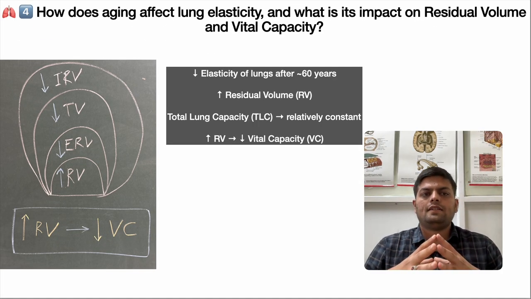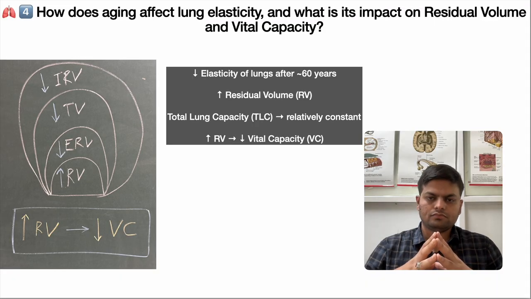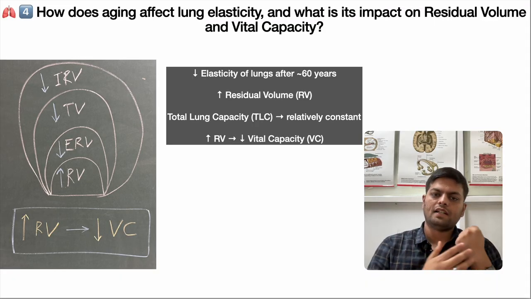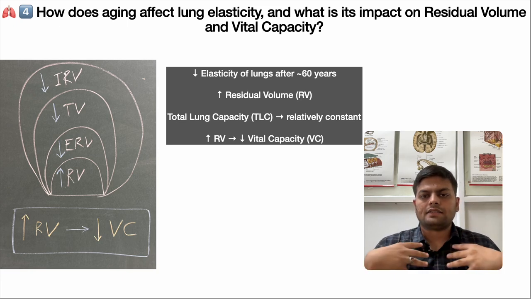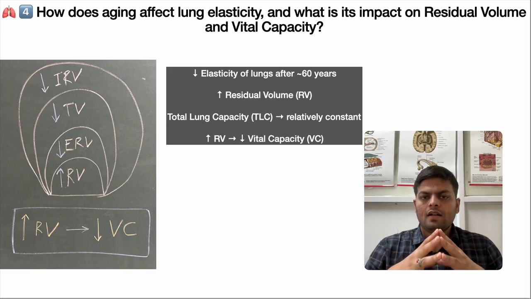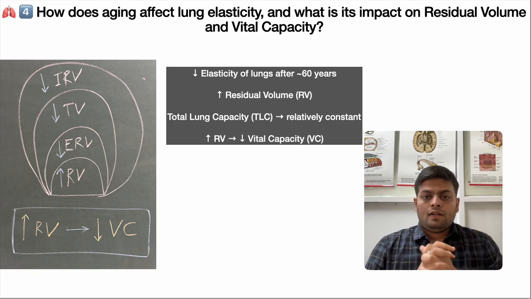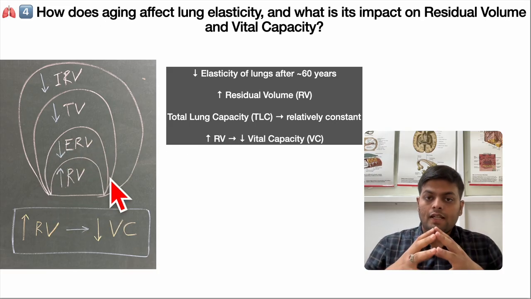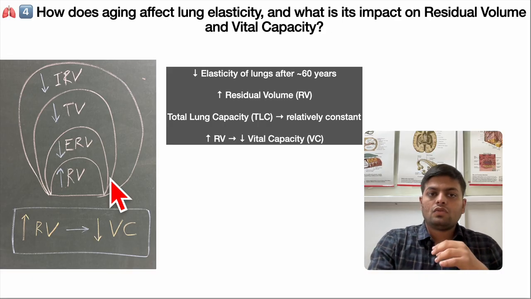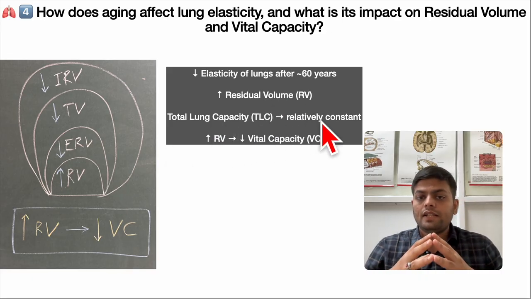This over here is the second last question. How does aging affect lung elasticity and what is its impact on residual volume and capacity? As we know, during the process of aging, our skin starts losing elasticity. Similarly, our lungs also start losing elasticity, particularly after the age of 60. This leads to increased residual volume. Although, here it is worth mentioning that the total lung capacity remains relatively stable.